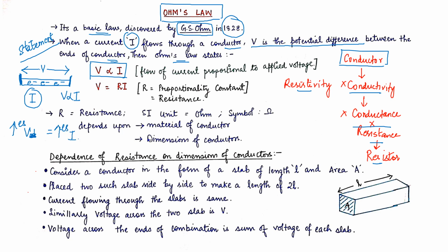Okay. Now, if we remove the proportionality sign, we get the equation V equals R I. Now, what is this R? R is the proportionality constant, which is known as resistance. Now we have a new term, that is resistance. In general English, resistance implies forcing back or stopping.